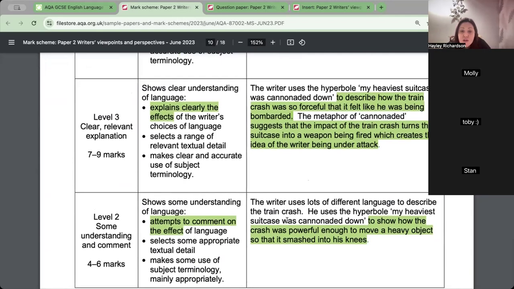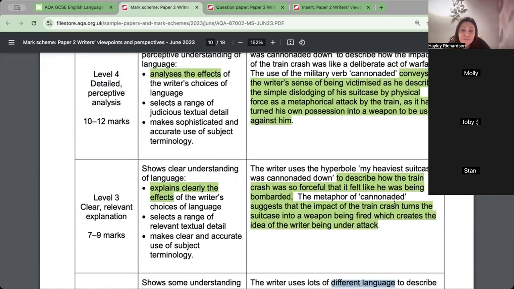Level 2, the writer uses lots of different language to describe the train crash. He uses the hyperbole, my heaviest suitcase was cannonaded down, to show how the crash was powerful enough to move a heavy object so that it smashed into his knees. Absolutely right. Again, just not enough stuff in there. It's just, you know, where's the other different language? Give me some examples. Where's your quotes? And what's the use of them? Why did he choose those words?